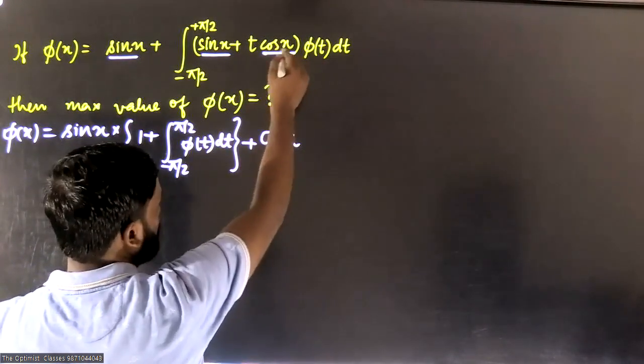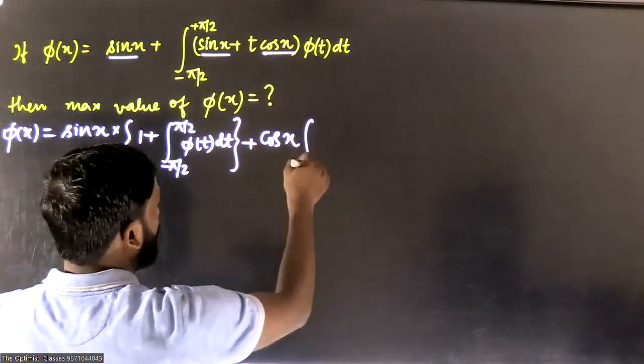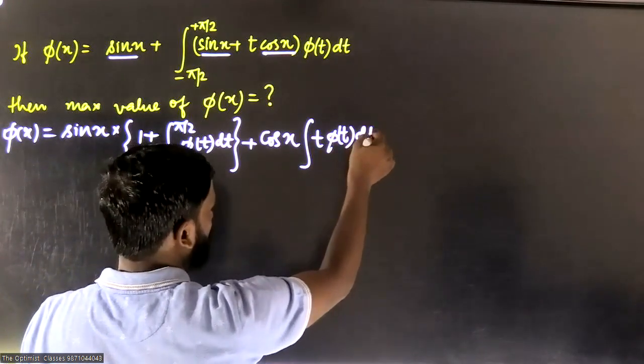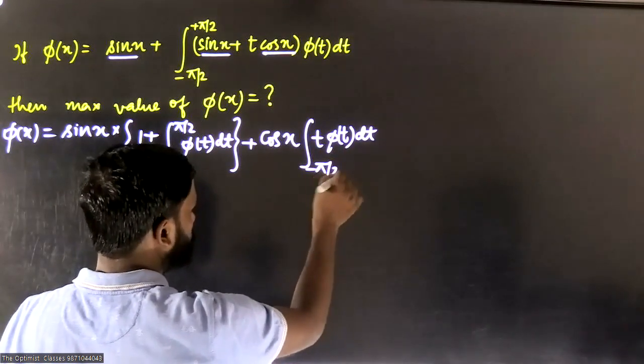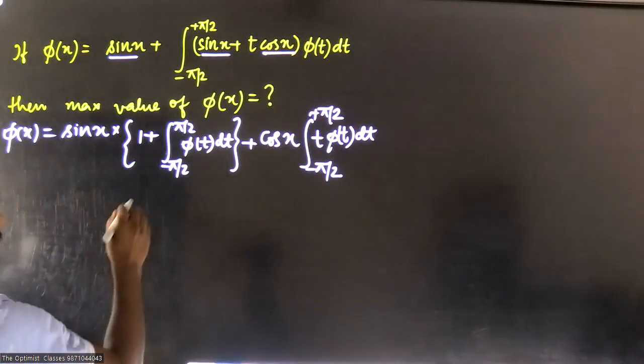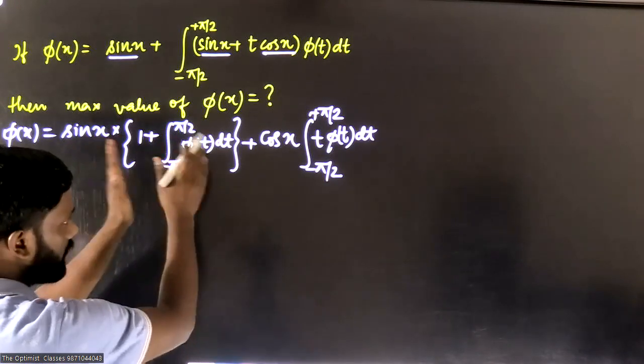and then we have cos x. This term actually depends on x, it doesn't depend on t, so it can be taken outside, and here we get t phi of t dt, and this integration is from minus pi by 2 to plus pi by 2. Once you do this integration, there won't remain any variable here.